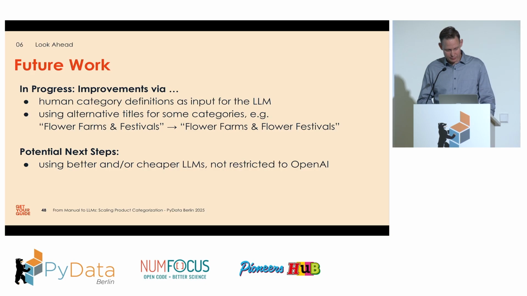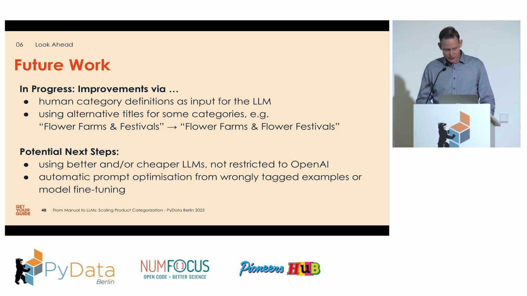And potential next steps, there are quite a bit of options on our roadmap, but I want to present some of them, or the most important ones. Trying out better and/or cheaper LLMs, maybe first on OpenAI, but not restricted to it. And then later, a bit more difficult, automating the prompt optimization from wrongly tagged examples, or even model fine-tuning, as Marco has presented in a different use case yesterday.